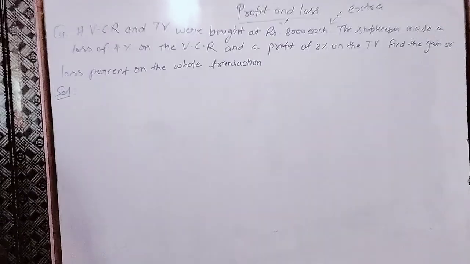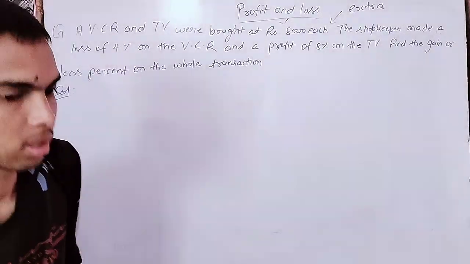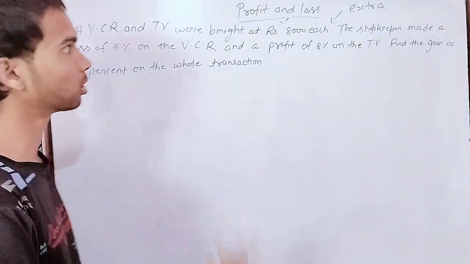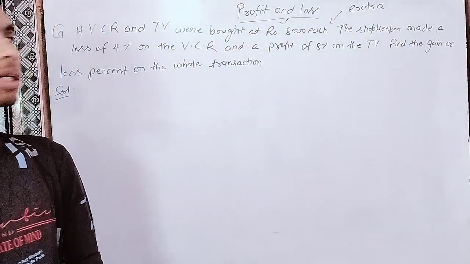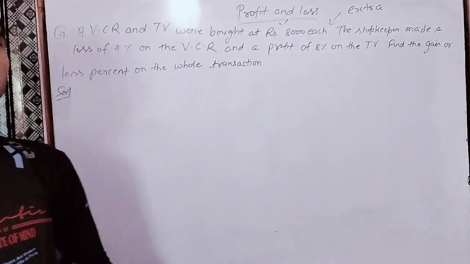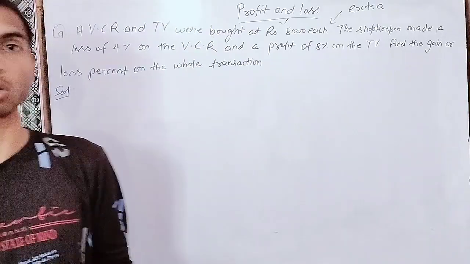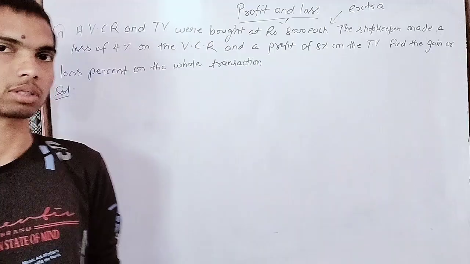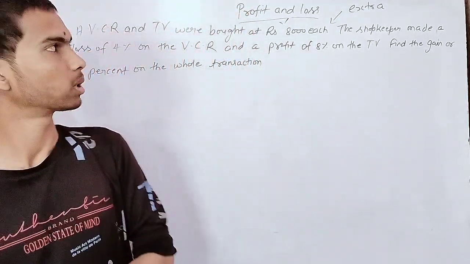Now, look at this question. What is it saying? Let us explain a VCR and a TV. There are two things. Were bought at rupees 8,000 each. VCR was bought at rupees 8,000, whereas TV was bought at rupees 8,000 both. Now, the price of both is how much? 16,000 total. So this is what? Cost price. 16,000 is cost price. Okay.